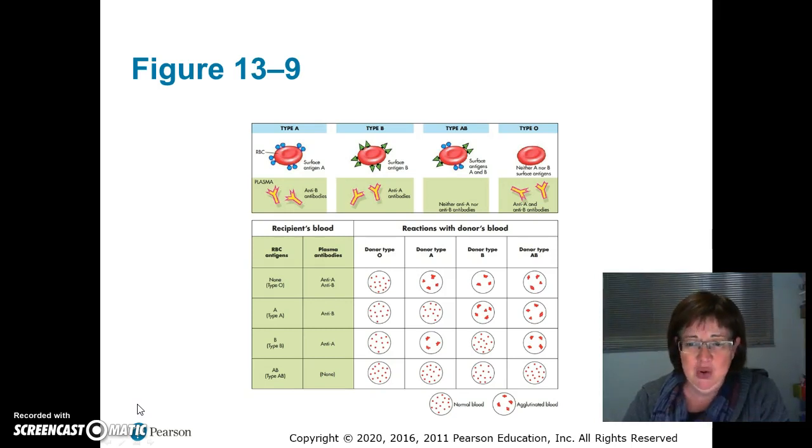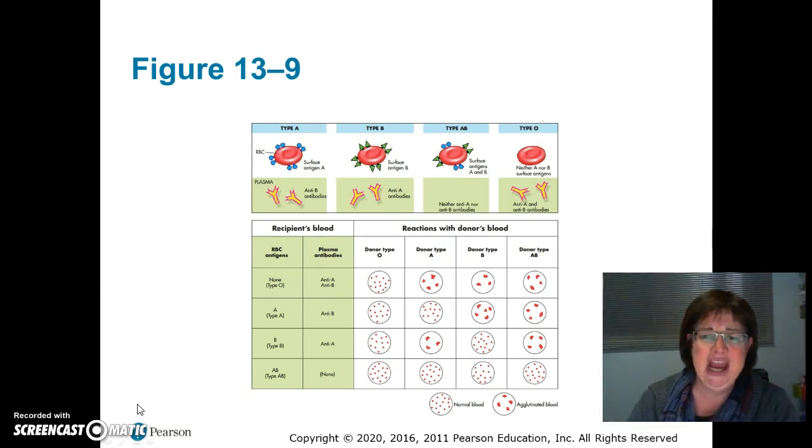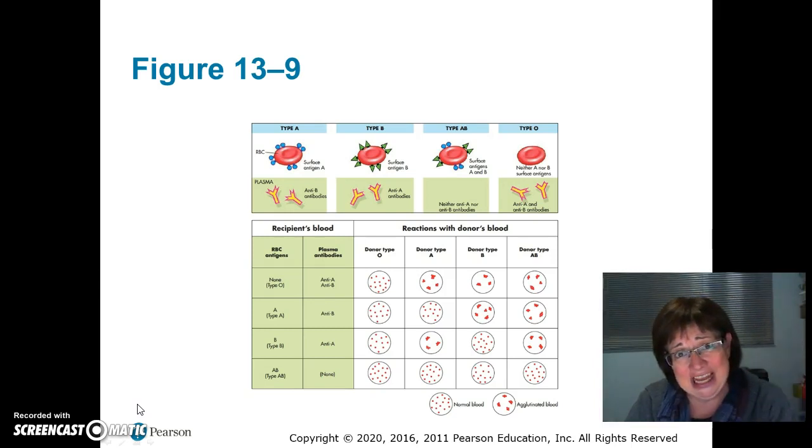With blood groups, you have something called an antigen, which is the marker. And the marker is found on the blood cells. Type A has an A marker. Type B has a special type of marker called B. Type AB has both the A antigen and the B antigen, and type O doesn't have any sort of antigens on it at all.